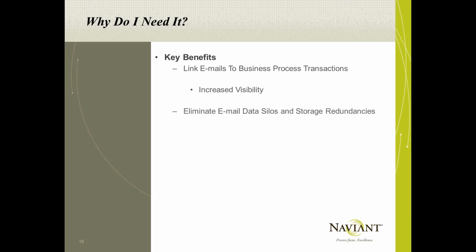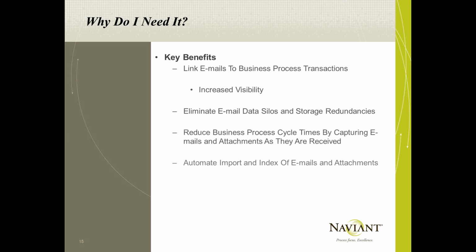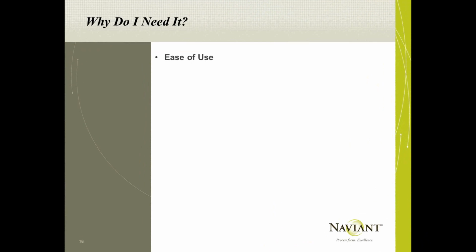Eliminate different silos of data. So get rid of a lot of those storage redundancies. Once it's into OnBase, you know what, archive it from Outlook. You don't really need it there because you can retrieve it within OnBase. Reduce those business cycle times by getting those documents in early in the process, right when they're received, speeding up all those business transactions. And we can automate that import and indexing of the emails and attachments, as you'll see within the demonstration here.